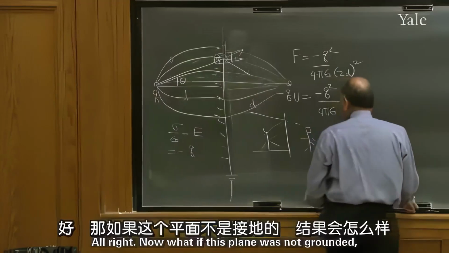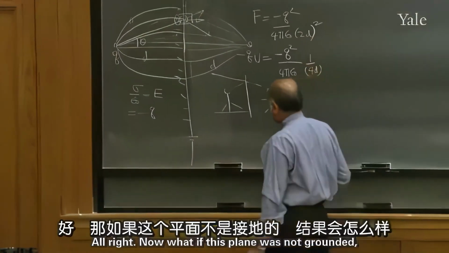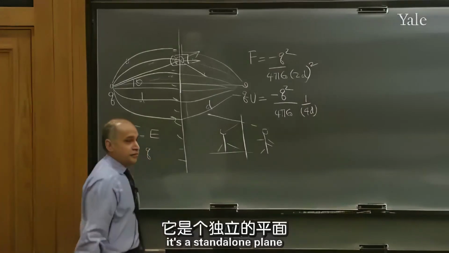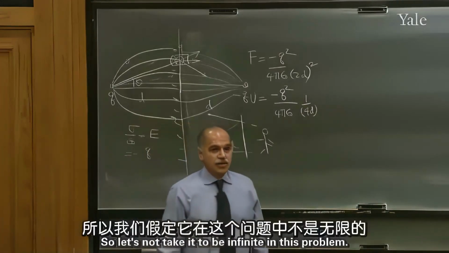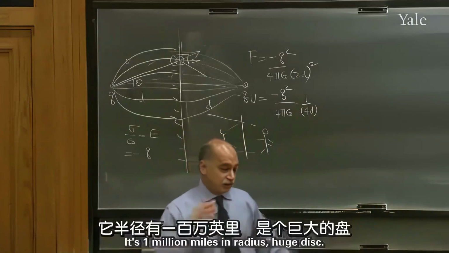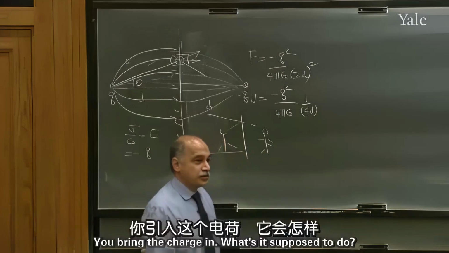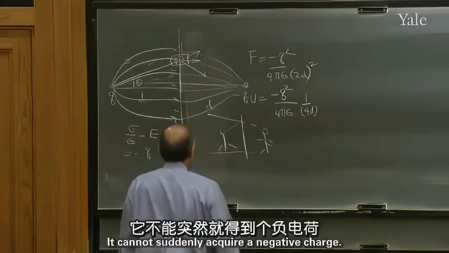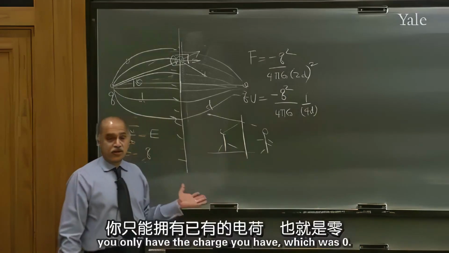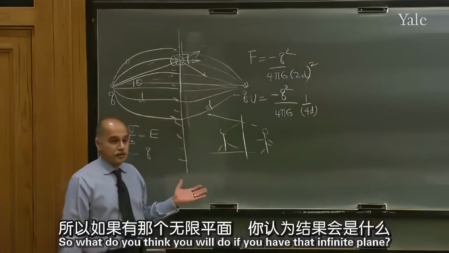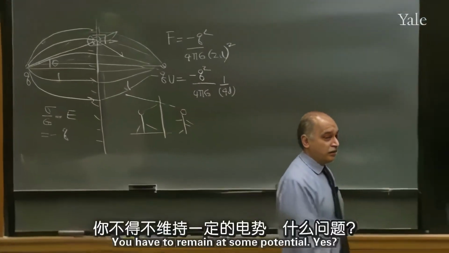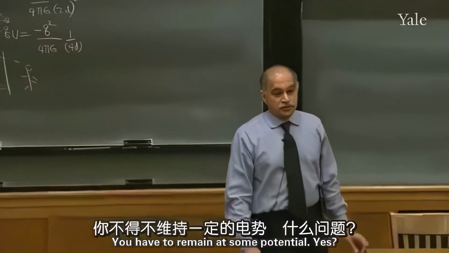Okay, sorry. All right. Now, what if this plane was not grounded? It's a standalone plane. So let's not take it to be infinite, it's a problem. It's 1 million miles in radius, a huge disk, you bring the charge in, what's it supposed to do? It cannot suddenly acquire negative charge. Charge conservation says you only have the charge you have, which was 0. So what do you think you will do if you are that infinite plane? You have to remain at some potential.